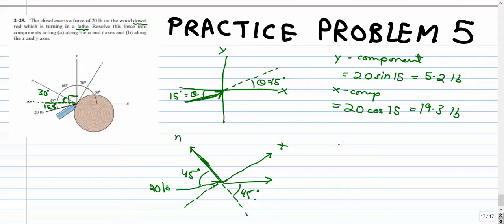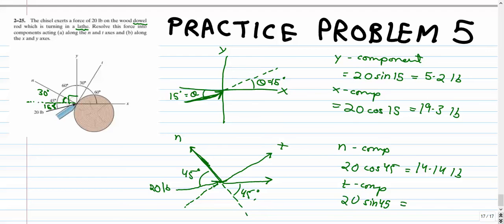Right. So to get the N component, we'll simply use the cos identity, which is 20 cos of 45. That should give us 14.14 pounds. And to get the T component, we'll simply do 20 sine of 45, and this should give us also 14.14 pounds.